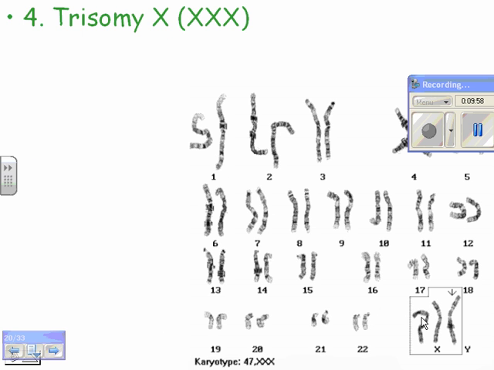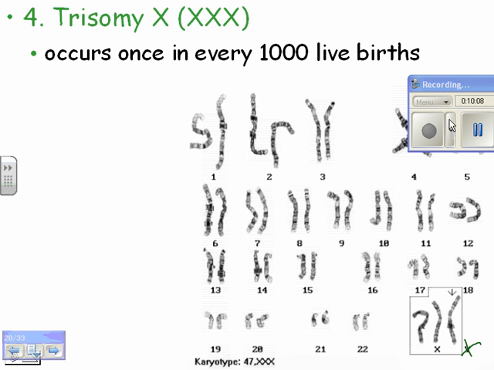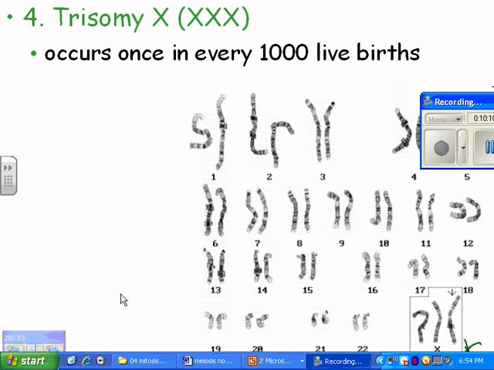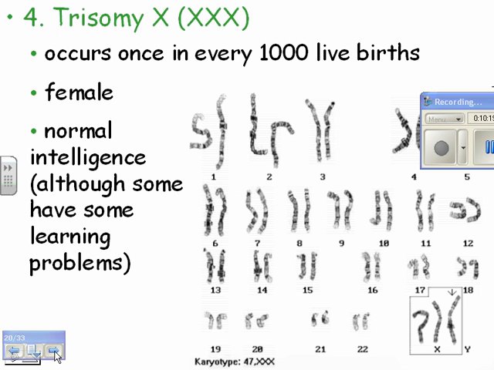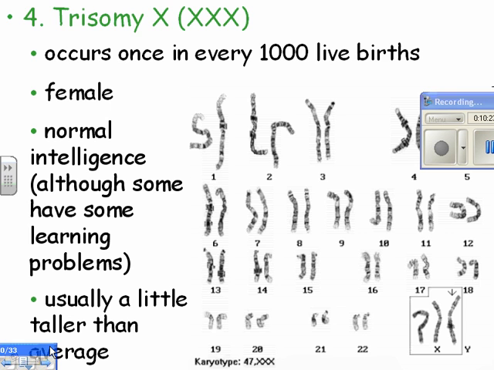Trisomy X. So here's the issue. It's a girl because there's no Y chromosome. These are three X chromosomes and it's showing you no Y. She's got three instead of two. That occurs once in about every 1,000 live births, like the others. These are female because there's no Y chromosome, so there's no SRY gene. They have normal intelligence, although some of them have learning problems. And usually they're a little taller than average.